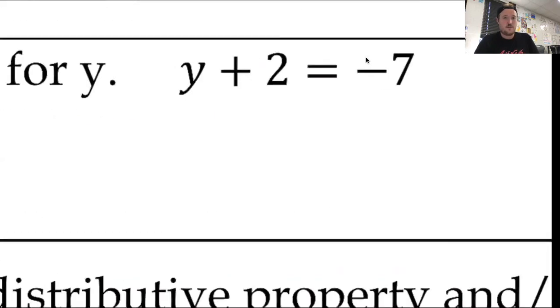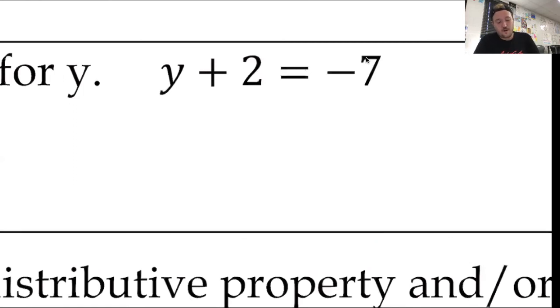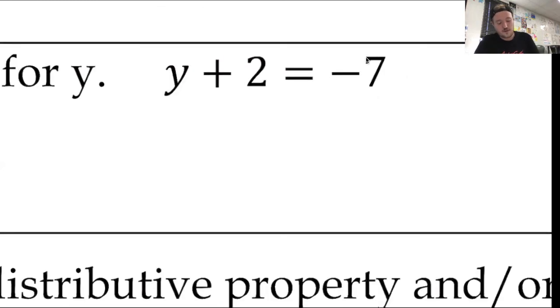Looking over here at the next one, we have y plus 2 equals negative 7. Remember, our goal here is to get the variable by itself. So anything on the same side as the variable has to go. That means this positive 2, because it's on the same side as the variable, has to go to the other side. We're adding 2, so the opposite of addition is subtraction. So I'm going to subtract 2 on both sides.